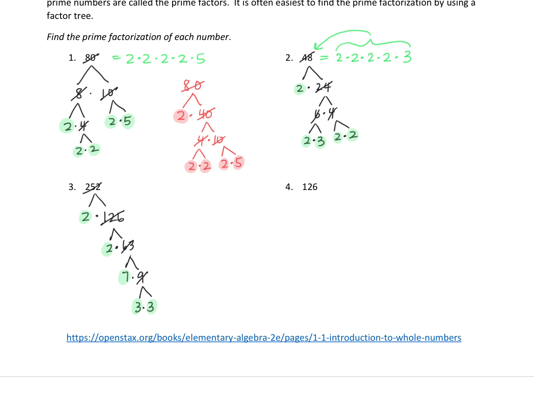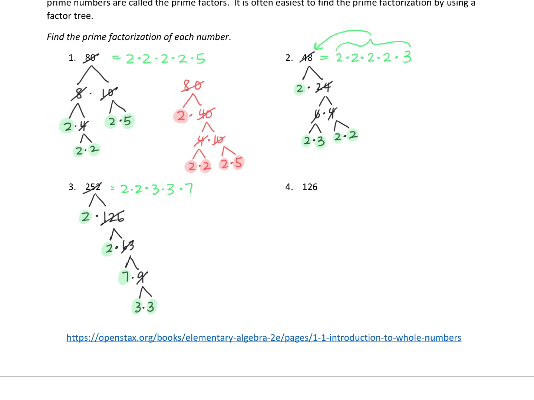So let's see, I've got 2 2s. So 2 times 2. I have 2 3s, 3 times 3, and I have a 7. So the prime factorization of 252 is 2 times 2 times 3 times 3 times 7.